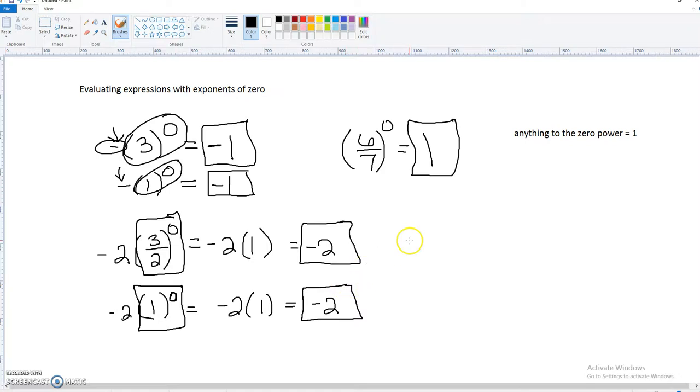Okay. Otherwise, anytime you have anything to the 0 power, it's going to be 1. These are the few exceptions that you will see in this topic where they're trying to trick you. Okay, so be very careful that you're paying attention to those negative signs and the extra numbers that are being multiplied, like this -2 here.